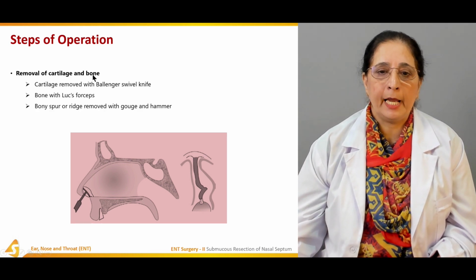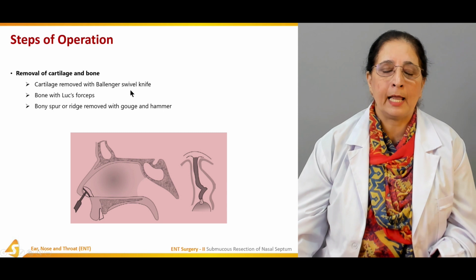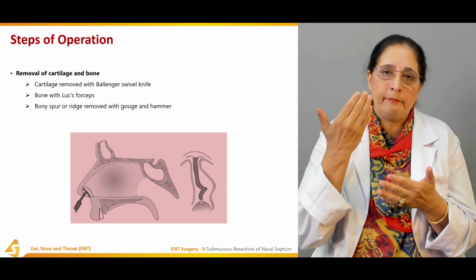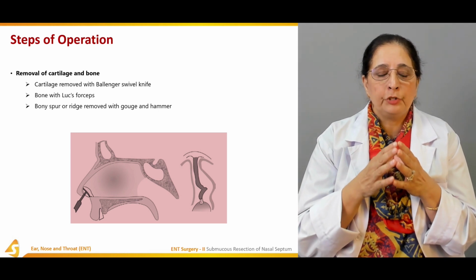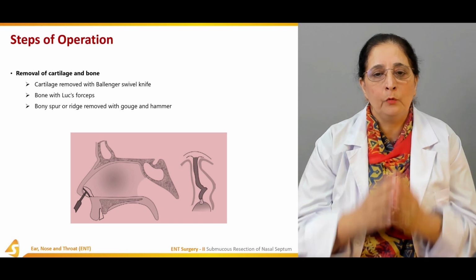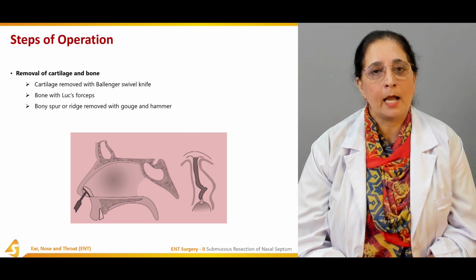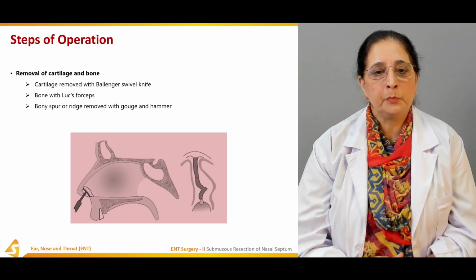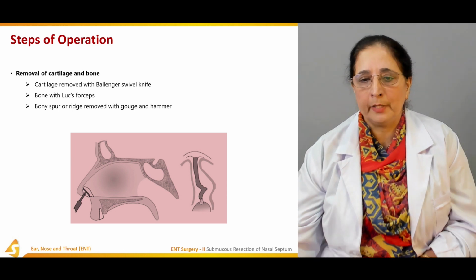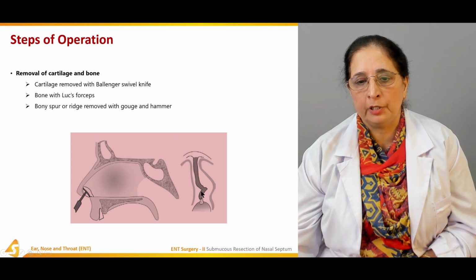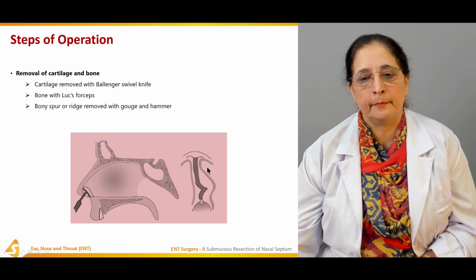Removal of cartilage and bone. Cartilage is removed with Ballenger's swivel knife. So after the flaps are elevated and we can see the deviated part of the septum, that portion of the cartilage is removed with the Ballenger's swivel knife. Bone is removed with Luc's forceps. Bony spur or ridge is removed with gouge and hammer. Here you can see any spur or deviation needs to be removed, and then the proper alignment of the septum is done.